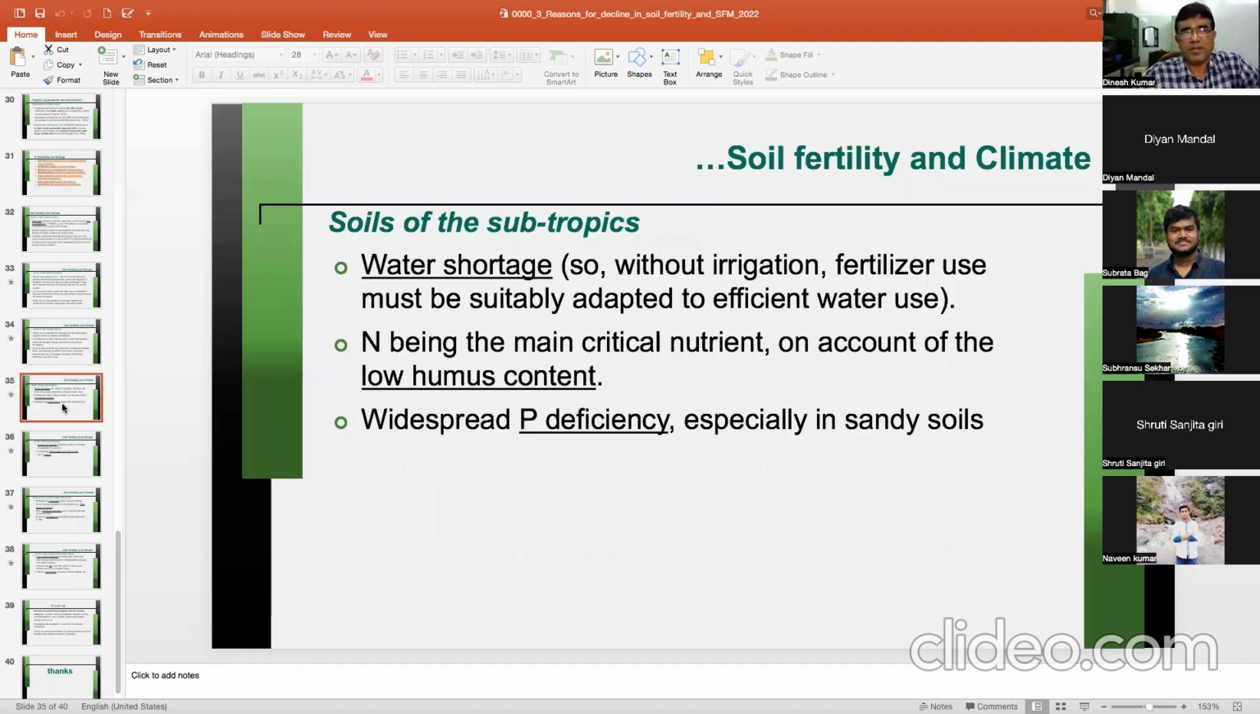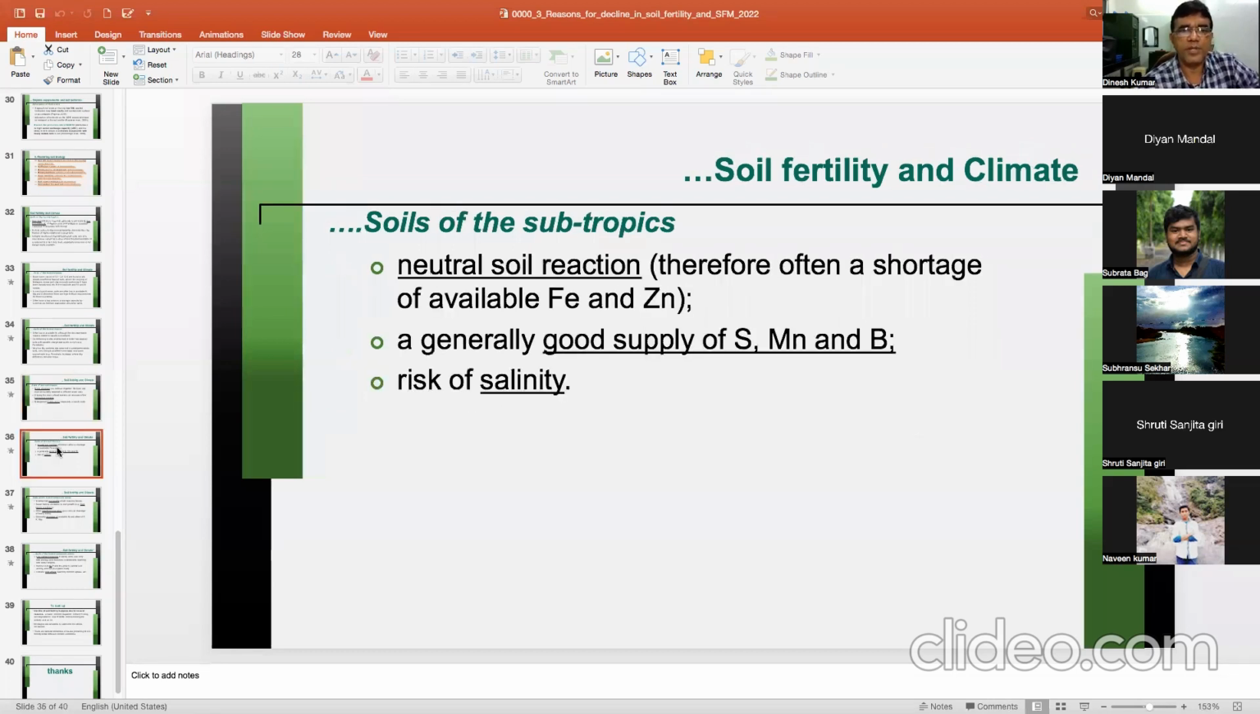Soils of subtropics. Now see, water shortage is there. So without irrigation, fertilizer use must be suitably adapted to efficient water use. Nitrogen is the main critical nutrient on account of the low humus content, low organic matter content in subtropics. Neutral soil reaction, therefore often a shortage of available iron and zinc. Or you can't say neutral, you can say neutral to alkaline reaction. A generally good supply of sulfur, manganese, and boron, and risk of salinity is there.